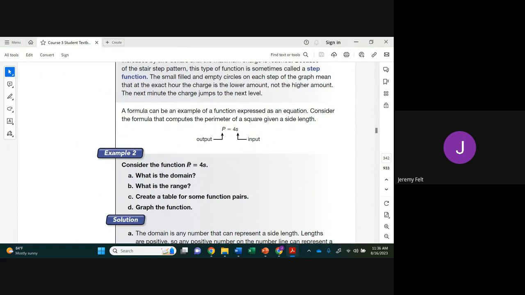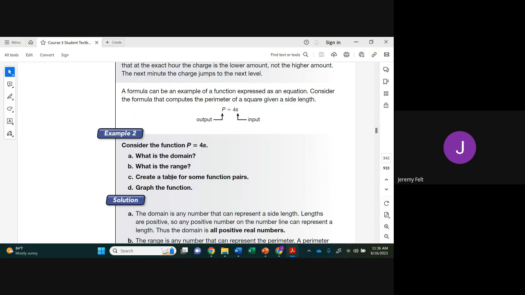Okay, if we have P equals 4S, this is probably the perimeter of a square. 4 times the side length equals the perimeter. Well, what is the domain? If we're talking about an actual square, and I may have jumped ahead, we can't have negative side lengths. But if the function doesn't tell us what it represents, we have to consider negative numbers as well.